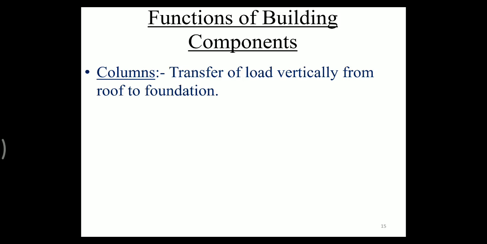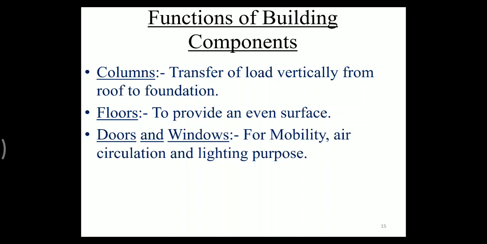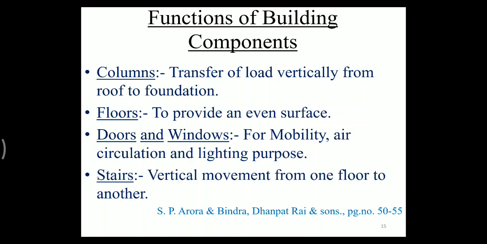The next is columns, which transfer load vertically from roof to foundation. Then floors, to provide an even surface within the structure for horizontal movement. Then doors and windows are the openings in walls for mobility, air circulation and lighting purpose. The stairs, for vertical movement from one floor to another floor.